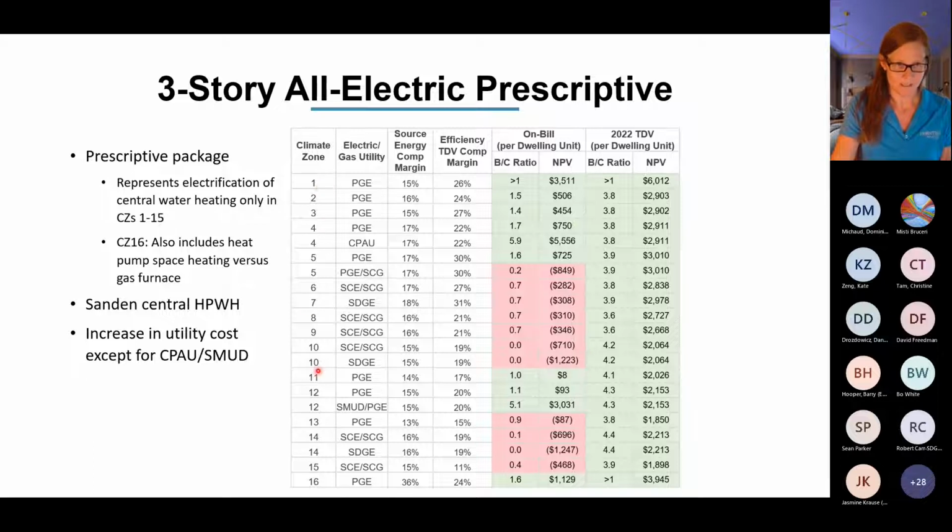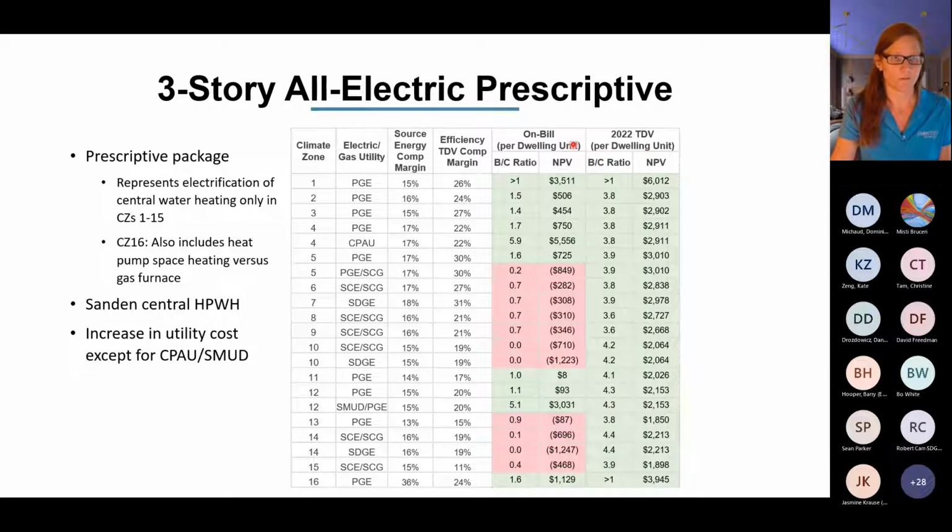But we have more than 16 cases because we have some climate zones where there are multiple utilities that serve them. And so we've evaluated a few climate zones with different utility scenarios. Source energy compliance margin. So Misty introduced us to this new source energy metric. So this is representing the source energy savings, which is a greenhouse gas proxy for these packages. And then the efficiency TDV compliance margin. And then these colored columns are cost effectiveness.